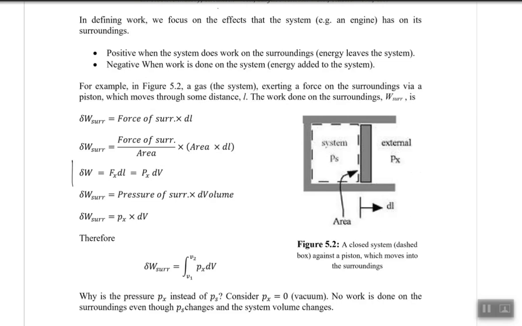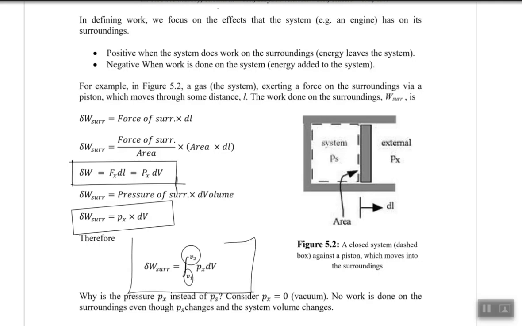So this is actually the work done on the surroundings. The work done on the surroundings would be the pressure of the surroundings times the volume change, so work done would be equal to Px dV. For the total work done in changing from volume V1 to volume V2, we would have the integral from V1 to V2 of Px dV.